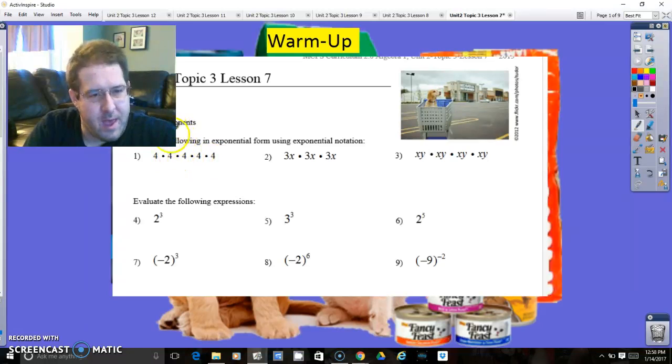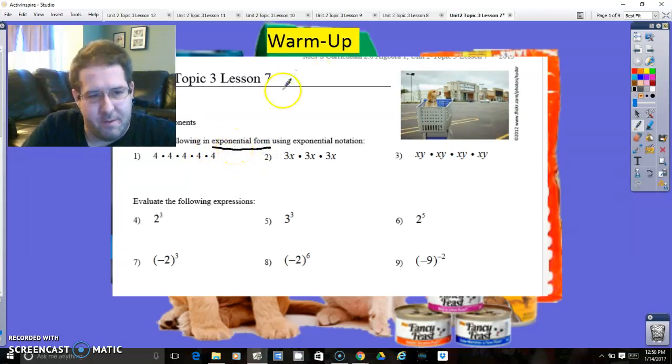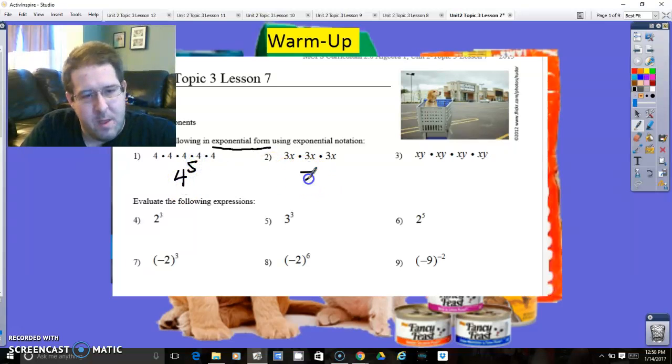We're solving a system of equations using elimination method or substitution method with real-life scenarios. It starts us off with a warm-up about evaluating expressions. In this case, we're going to change it into exponential form, which means change it so that it has an exponent involved. 4 times itself 5 times would be 4 to the 5th power.